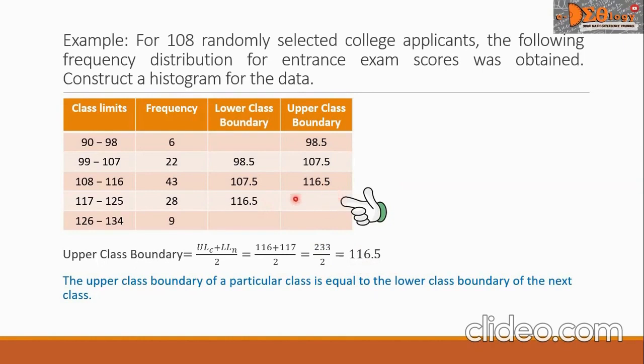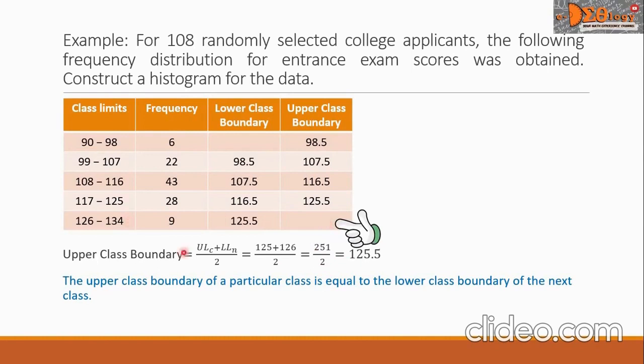Then, let us compute for the upper class boundary of the fourth class. We have 125 plus 126 divided by 2. And that is equal to 251 over 2. And the quotient is 125.5. This value we will copy in here. Also, this 125.5 is the lower class boundary of the next class. And there we go. Then let us compute for the upper class boundary of the last class.